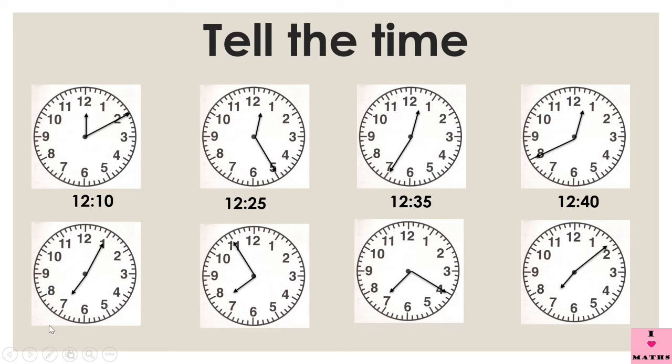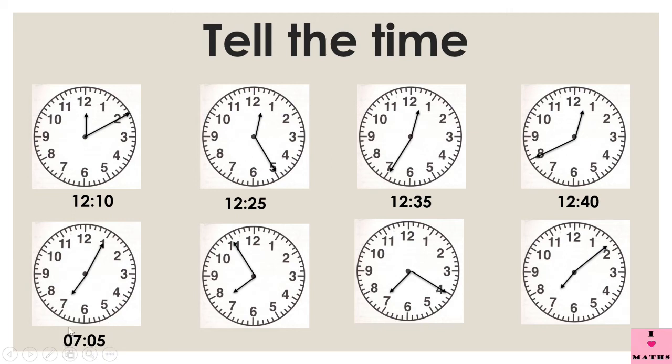Okay, now look at this clock. Our hour hand is pointing towards 7 and the minute hand is pointing towards 1. It means 5 minutes have passed since 7 o'clock. So we will call this time 5 minutes past 7. And how will we write it? 7:05. Children, you have to be very, very careful here.